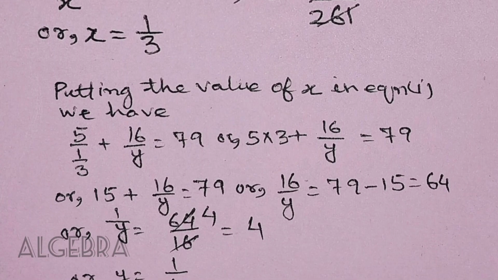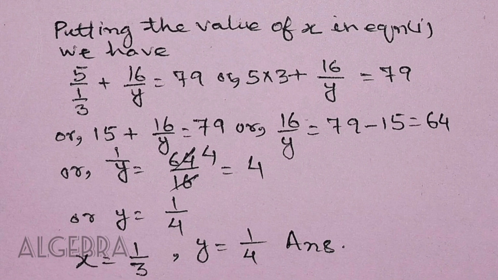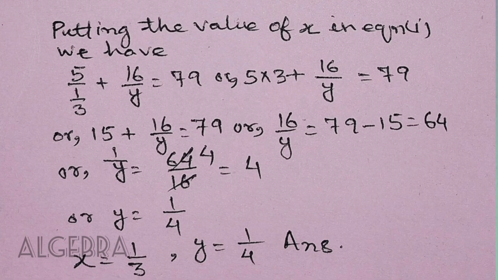Putting the value of x in equation 1, we have 5/(1/3) + 16/y = 79, or 5 into 3 + 16/y = 79, or 15 + 16/y = 79, or 16/y = 79 - 15 = 64, or 1/y = 64/16 = 4, or y = 1/4. So x = 1/3 and y = 1/4.